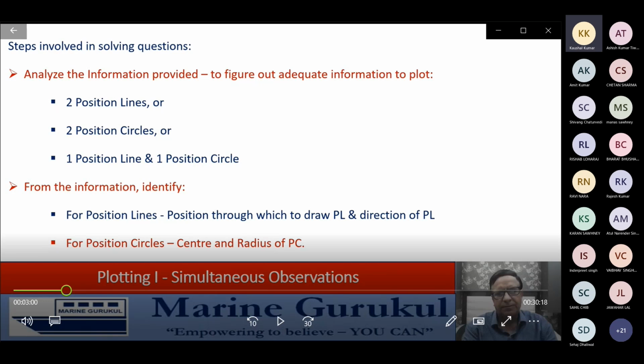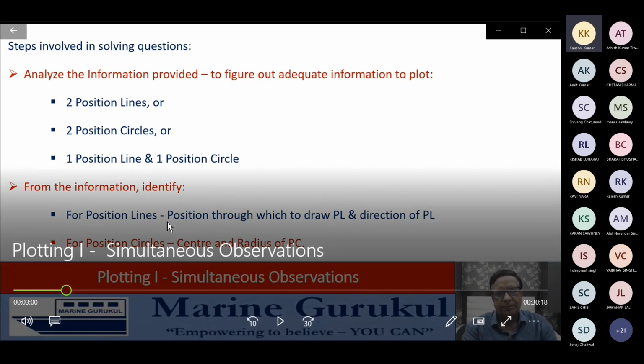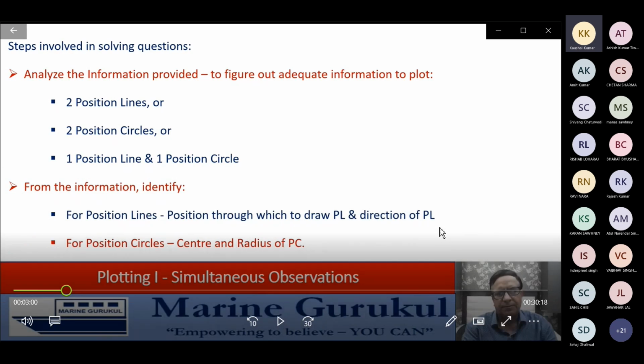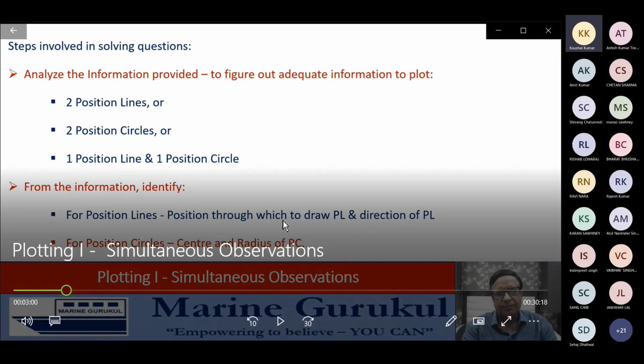In all these methods, we have found out these two things: the position through which the PL passes and the direction of the PL. In every method which we did, we were able to find out these 2 pieces of information. So when you have this information, you are able to plot that PL on the chart or on your graphical plot. So this is what we require.